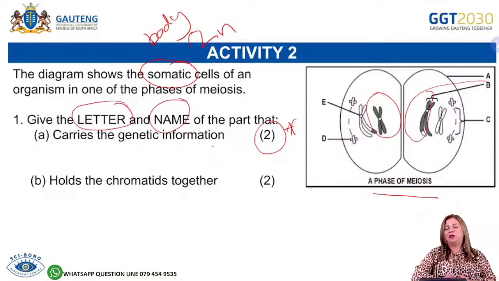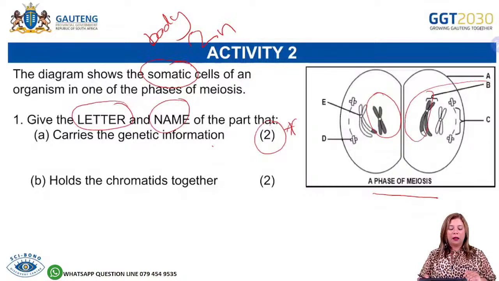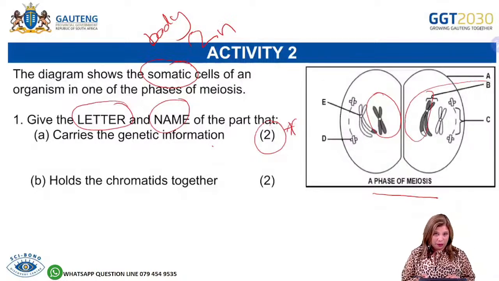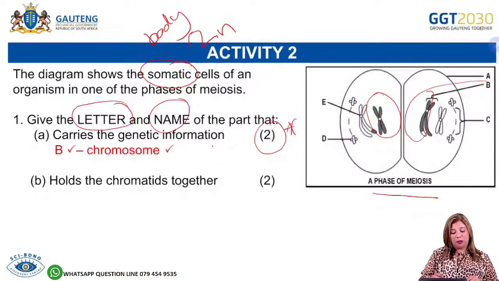Grade 12s, you have to be very, very careful in how you're answering. Because do you see how even if you know the content, you won't get full marks if you don't read the question. Don't be stressed out during the exam. Be calm, read, underline keywords, and take your time. Okay? You are given 1 minute for each mark. It carries genetic information, so I'm going to say B and I'm going to say chromosome. Okay? You see where the tick is, B, chromosome, then I can get the 2 marks.